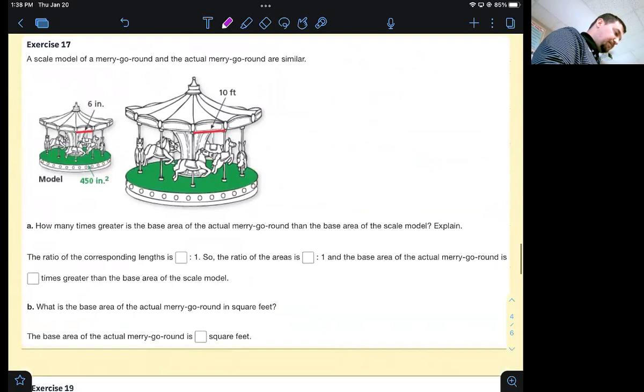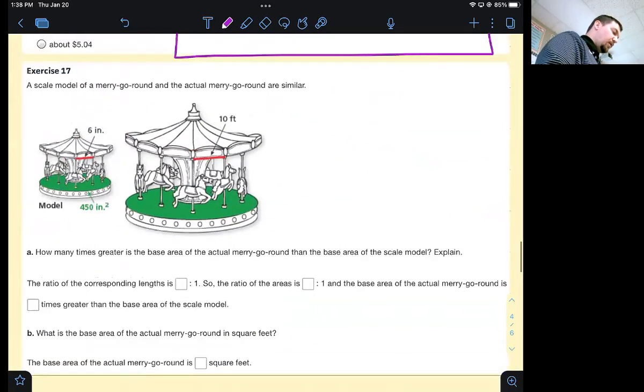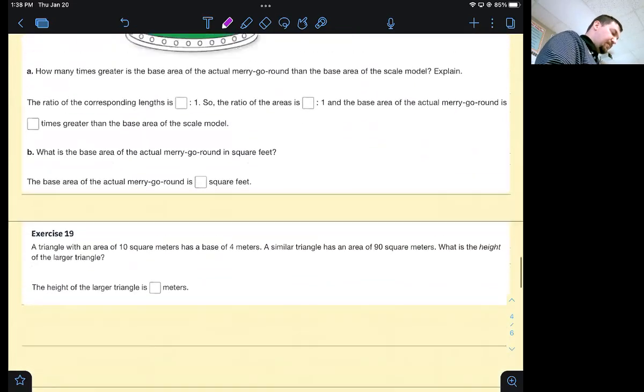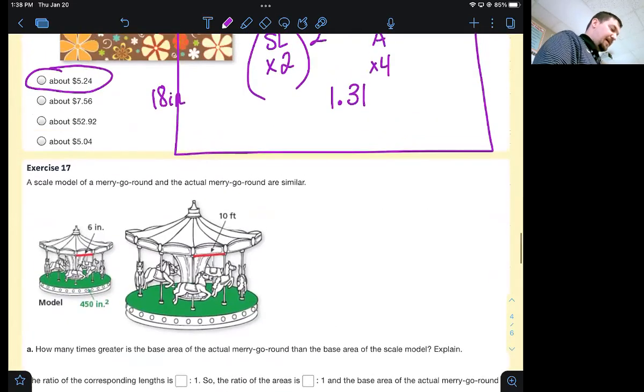Number 17 will be saved for tomorrow. Number 17 and 19 both, because I'm not going to have time to finish number 17 in the 80 seconds or so that we have left in class. And so I might even use a little bit of your success time tomorrow, since you guys are going to period 6 success time to answer this question.